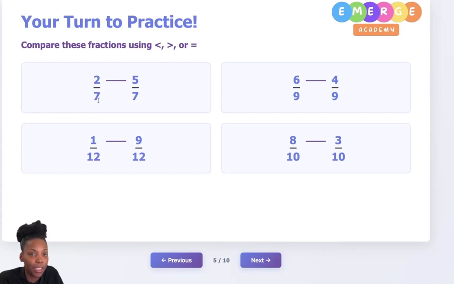Again, denominators are the same, so let's have a look at the numerators. We can see that 2 is less than 5. That's telling us that 2/7 is less than 5/7. Let's start by putting our sign in here. 2/7 is less than 5/7. Let's look at the next one. 6/9 compared to 4/9. Denominators are the same, so we're looking at our numerators. 6 is greater than 4. So we're going to use our greater than sign here to indicate that 6/9 is greater than 4/9.